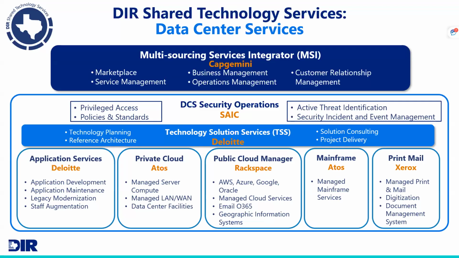Mainframe services, that vendor is Atos. Pretty self-explanatory. They provide support services to all of our customers who are utilizing mainframes in their IT worlds. Not everybody has completely migrated to the cloud, so some customers still use mainframes, and Atos provides mainframe support services. And then print mail services, that vendor is Xerox. They offer services like managed print mail, bulk mailing services, digitization and document management systems. So that kind of gives you an overview of the types of data center services that DIR offers through our program that you guys can take advantage of.